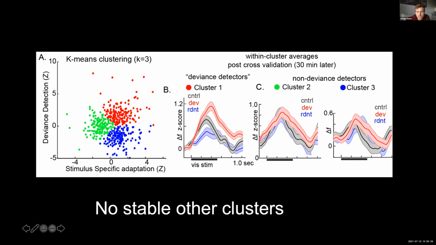But using the same cross-validation step, recording the responses 30 minutes later, these other clusters don't really retain any sort of contextual preference. They're still showing reliable responses to that same visual stimulus. It's just that they don't seem to care whether it's redundant or deviant or neither.